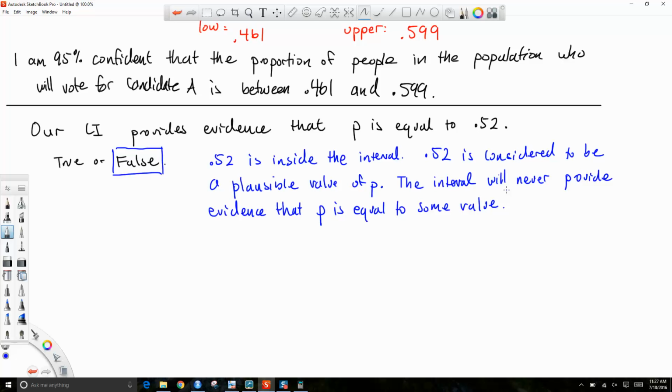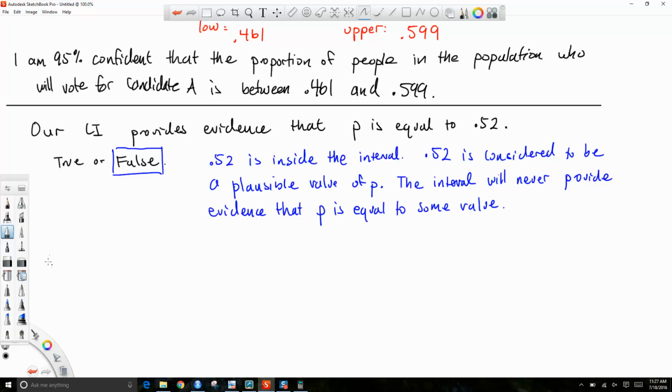The interval can provide evidence of values that it's not going to be. So it can give you a range of non-plausible values, and you can say I have evidence against these non-plausible values. But you can never say the interval provides evidence that P is equal to some value. Is that okay?